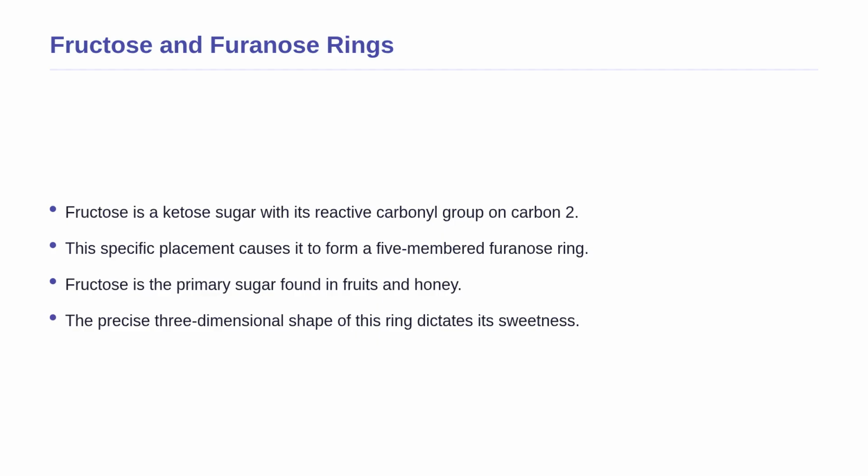Having mastered a six-membered ring, let us shift our focus to a slightly different type of sugar. Fructose is a ketose sugar, meaning its reactive carbonyl group is located on carbon 2 rather than carbon 1. Because of this structural difference, it forms a five-membered ring instead of a six-membered ring, known as a furanose ring. This is a crucial exercise because fructose is the primary sugar found in fruits and honey, and its specific three-dimensional shape is exactly what dictates how sweet it tastes to our taste buds.